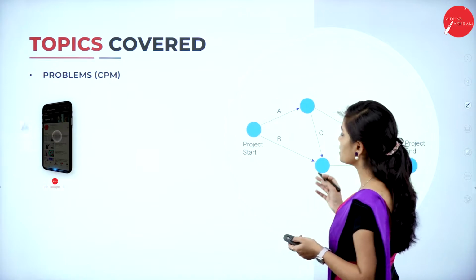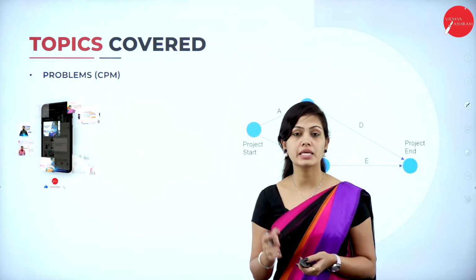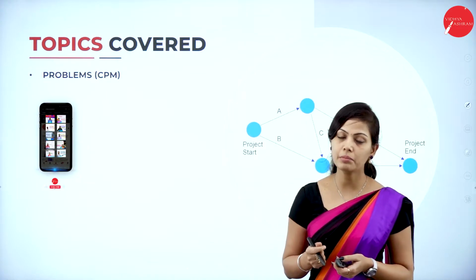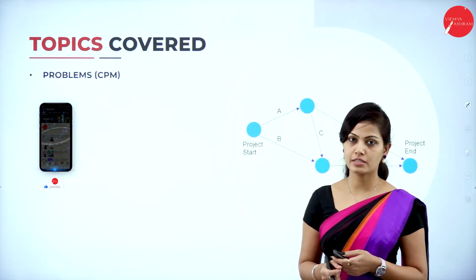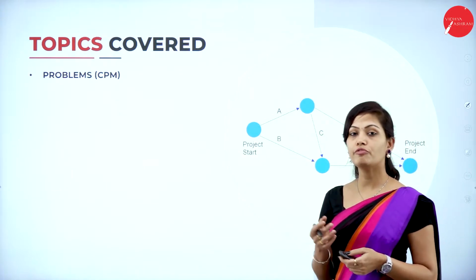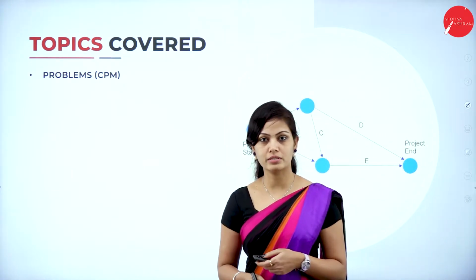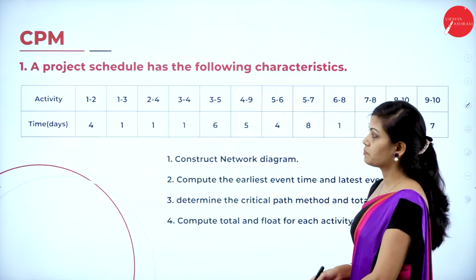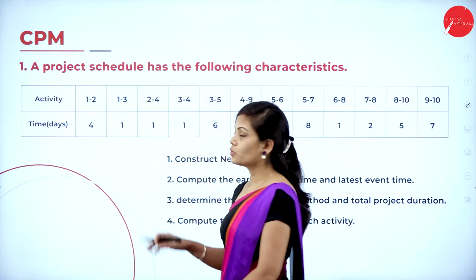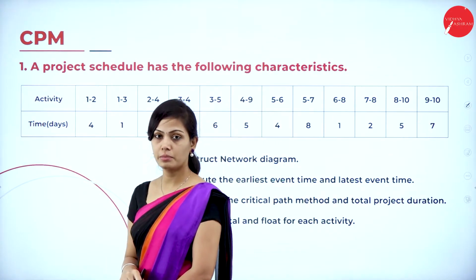So CPM, the critical path method, is a step-by-step procedure to reduce the total time and cost of each project. So by applying the CPM and PERT technique, we have to find the project management. And now I'll explain one example problem in CPM. So CPM stands for critical path method.